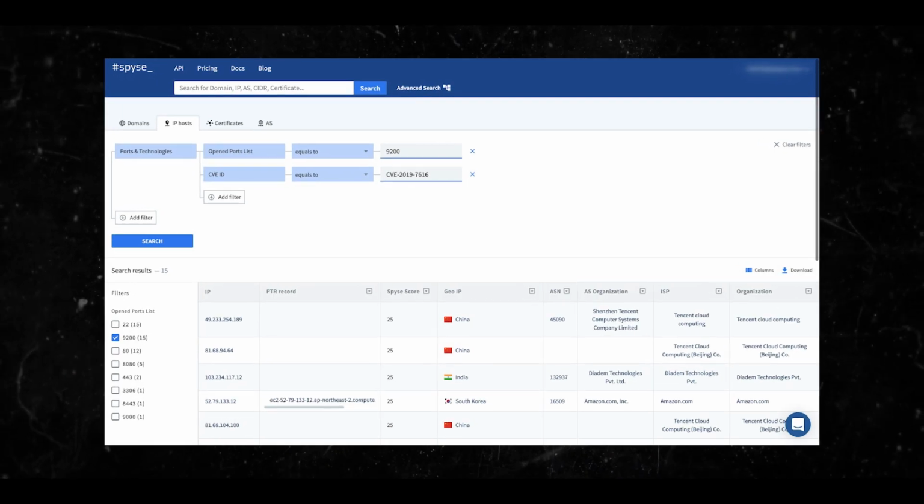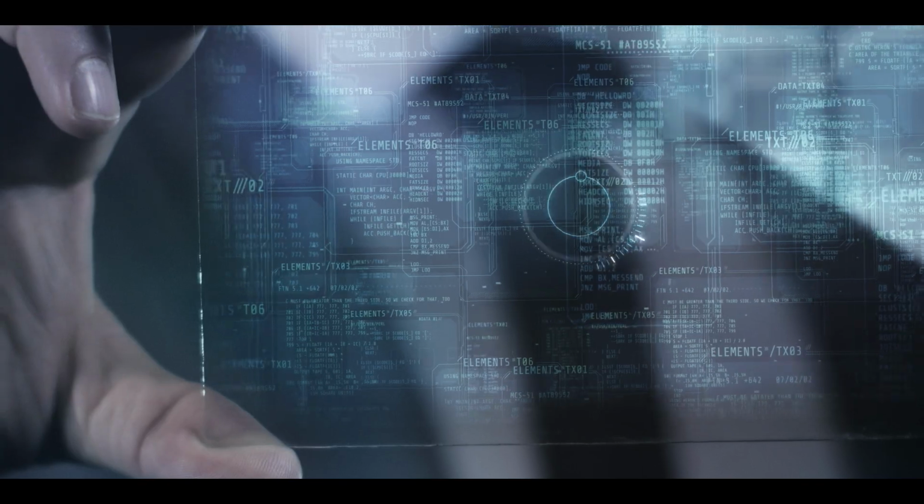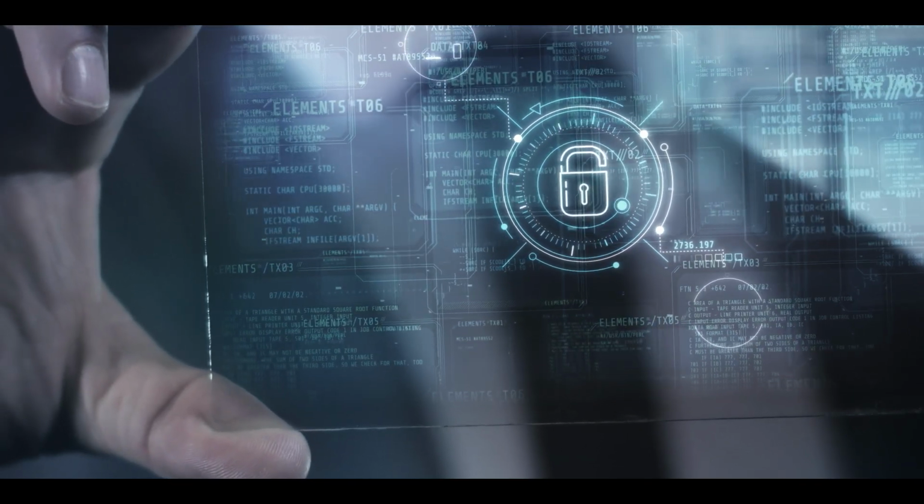A free plan, okay, because I know you pocket pinchers, right? Pocket pinchers. A free plan is available, although for developers planning on building apps using the Spyse API, paid subscriptions may be required. Next, we have Intelligence X.